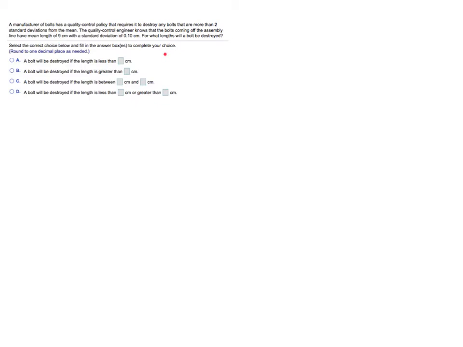And what this question is asking for is, well, what are those lengths? How long is too long? And how short is too short before they start getting rid of those? What I'm going to do is draw this on a number line to explain how this works.